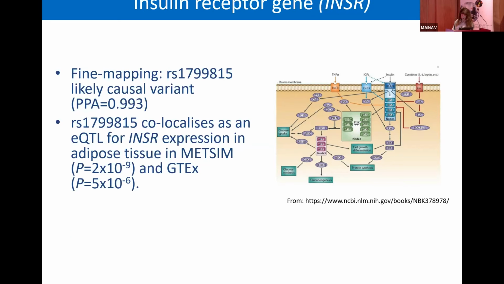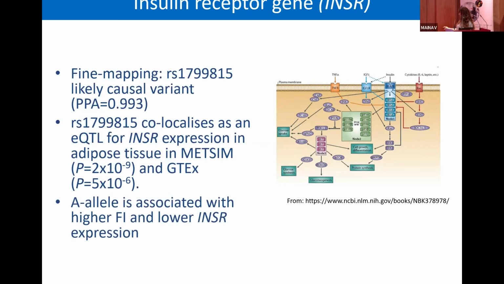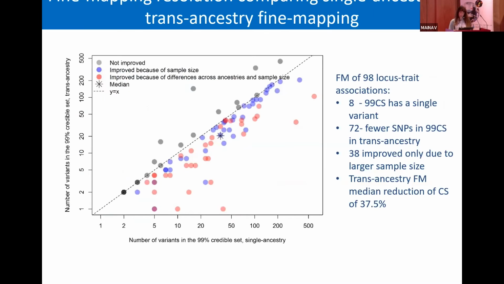And very nicely, the direction of effect makes perfect sense. The allele that is associated with higher fasting insulin is associated with lower levels of expression of the receptor. So there's some level of insulin resistance in these individuals, hence the higher insulin. Overall, if we then compare fine mapping results done in single ancestry on the x-axis versus across ancestries on the y-axis, you have a number of loci highlighted in gray that don't do any better. Some do worse when you include the multi-ancestry data, but the vast majority improve.